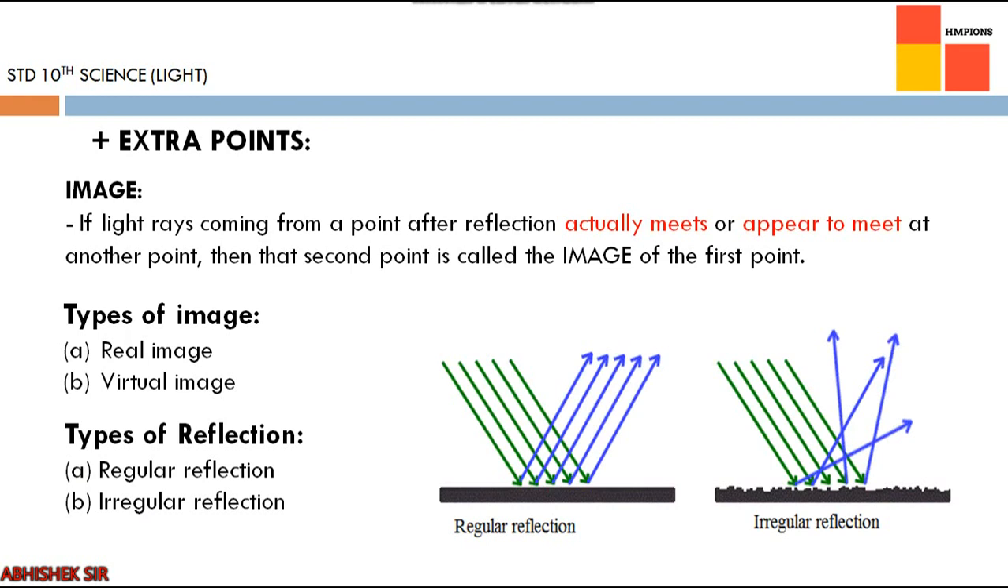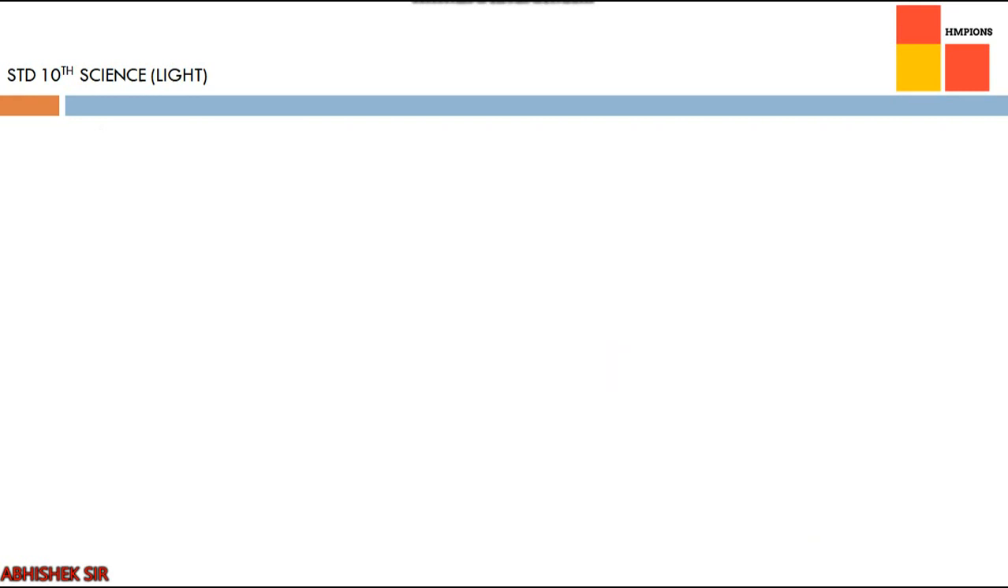In irregular reflection, you see the surface is not smooth, it is a rough surface. So even if the incident rays are parallel, they are scattered and they are all going into different directions.